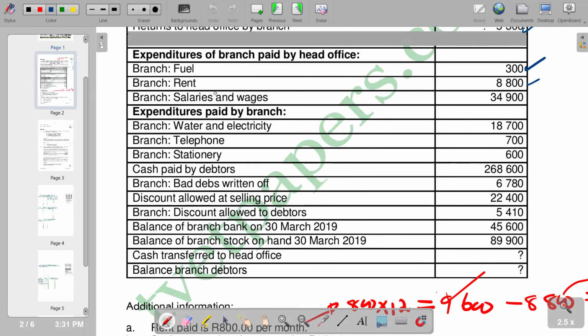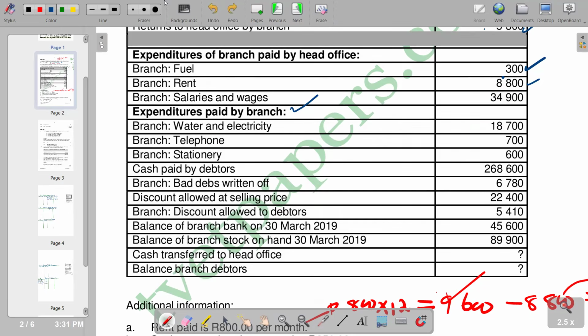We see that we are done with expenditures of branch paid by head office. So we go to expenditures paid by branch now. We've got water electricity, 8,700. Of course, remember we are saying we do not enter the figure as it is. What we are supposed to do is to check if we've got any accruals or prepayments according to additional information. So we are just simply going to do that.